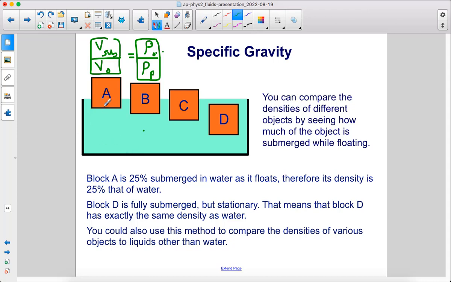So block A is 25% submerged in water as it floats. You could say 0.25, right? Therefore, its density is 25% that of water. Block D is fully submerged but stationary. That means that block D has exactly the same density as water. You could also use this method to compare the densities of various objects to liquids other than water.